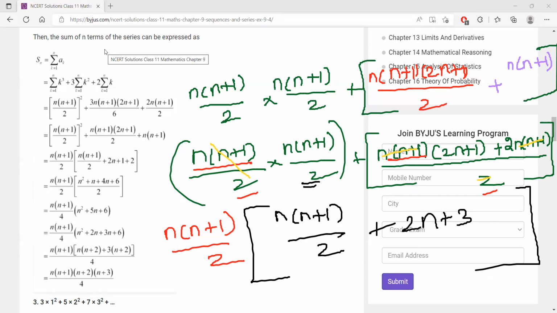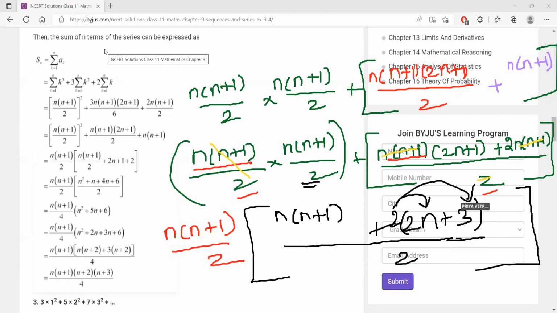So now you take LCM. What happens when you take LCM? This 2n becomes 4n, this 3 becomes 6. So we'll just multiply this by 2, isn't it? So this becomes 4n and this becomes 6. Can you follow, Radha?